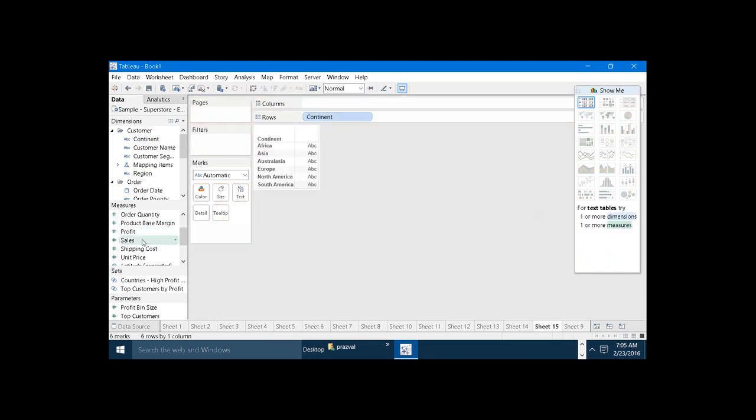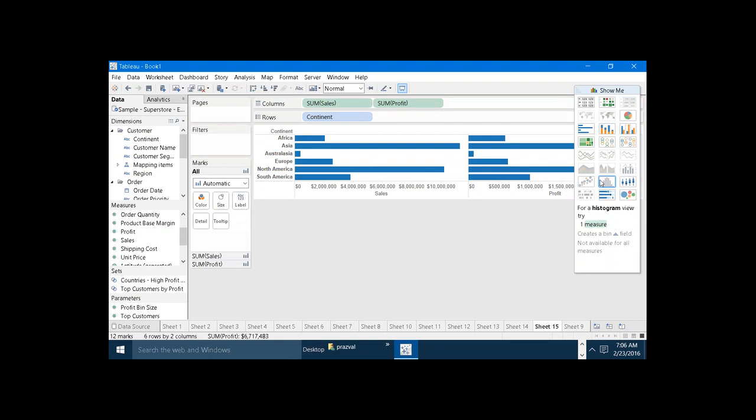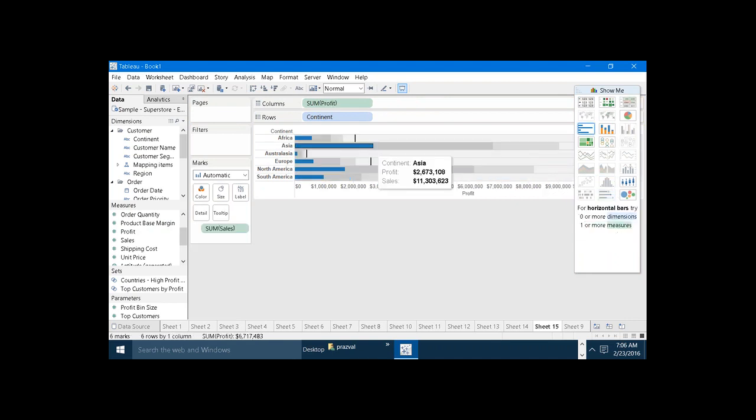I'm taking continent, sales, and profit. Then click on the bullet graph. With the help of the bullet graph, we can compare the actual values with the targeted values. For every component, it is taking the average, so it is comparing the average value with the other measure. Here it is comparing the sales and the profit. It is taking sales with this target line.